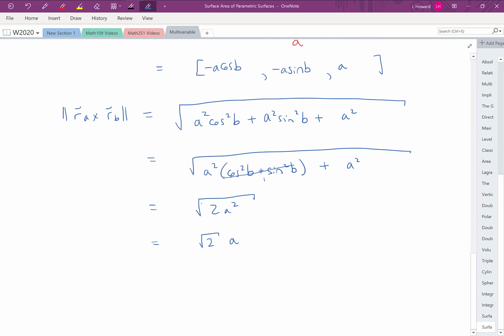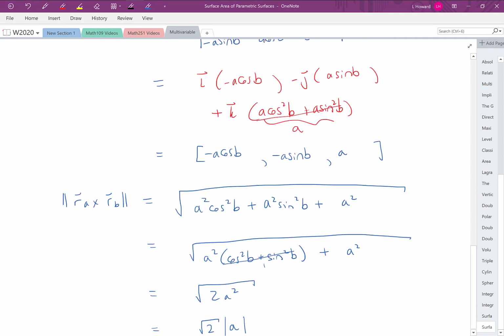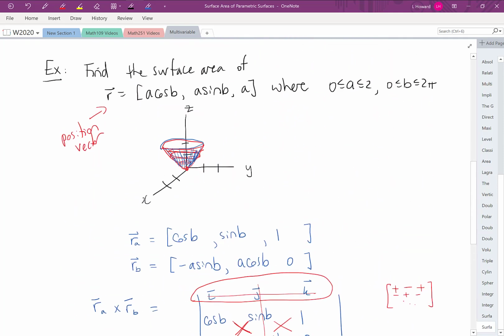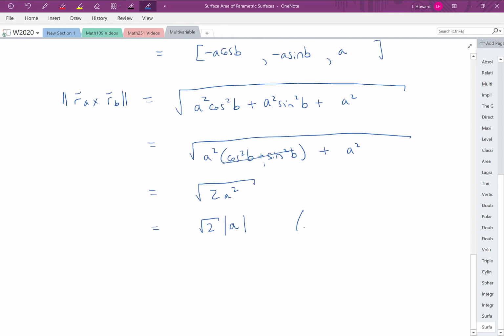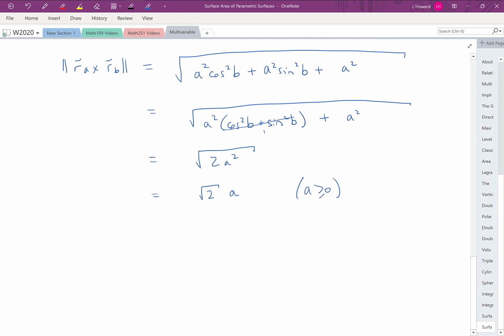Now we have to be a little careful here. When you take the square root of a squared, technically what you're getting is the absolute value of a. But if you remember from our definition in this problem, we said that a was ranging between 0 and 2. Because we know that a is positive, or at least not negative, we don't need those absolute value signs there. So it is safe to write root 2a, but in general, you have to be a little careful about that. Good, so now we're ready to actually compute our surface area.